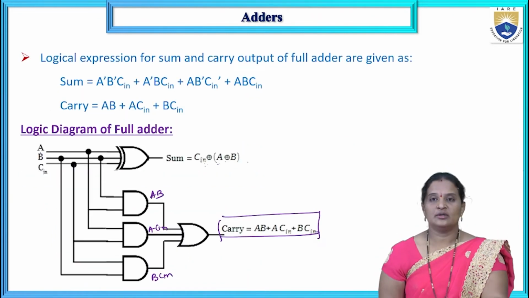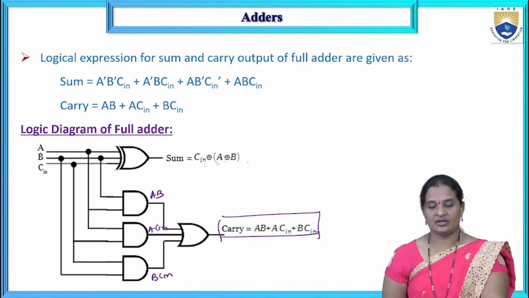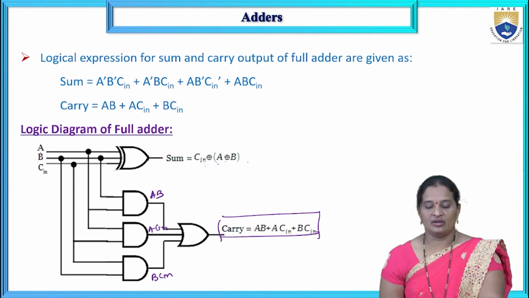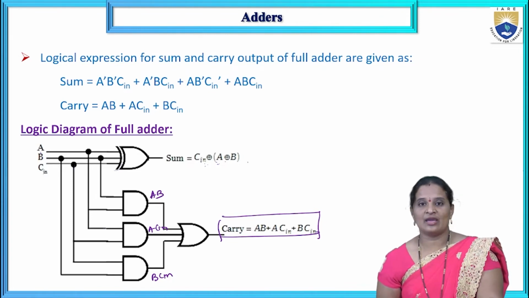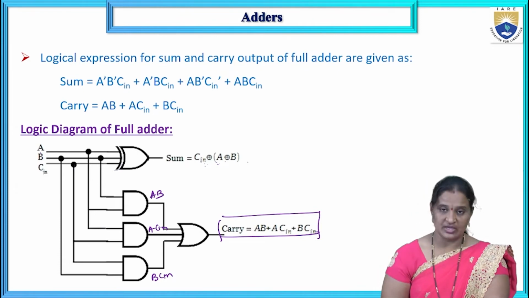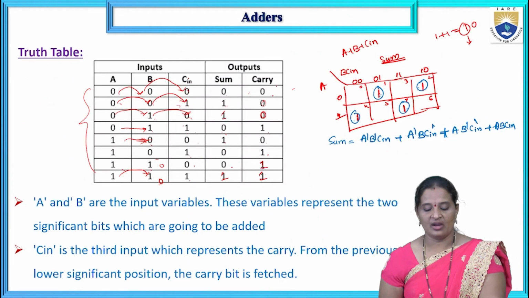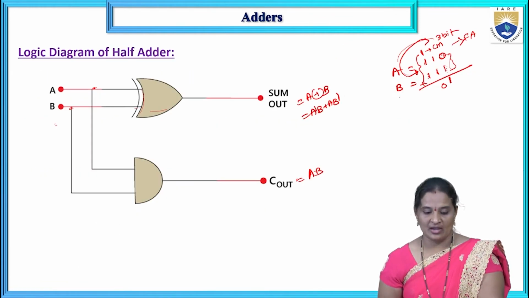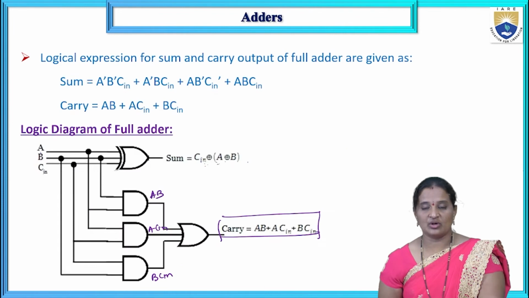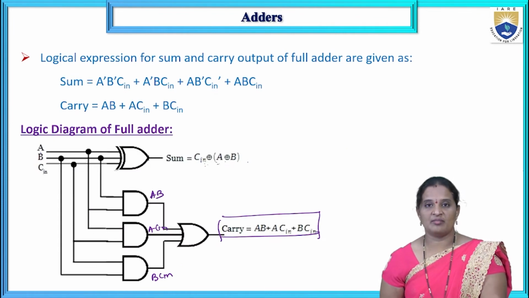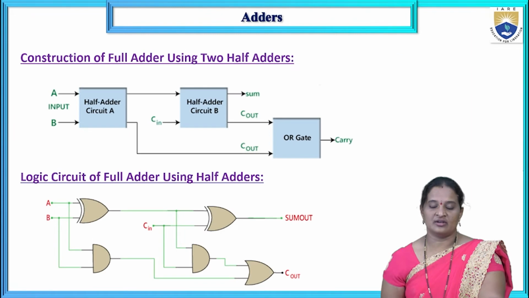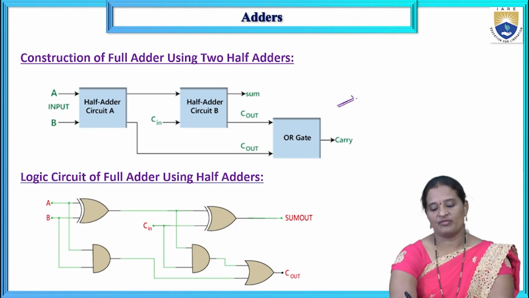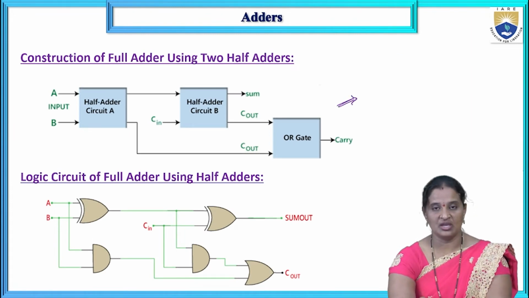So now here we can implement a full adder circuit using one 3-input XOR gate, 3 2-input AND gates and 1 OR gate. So instead of doing this, I can also implement a full adder circuit using half adders, where a half adder can be implemented using only one XOR and one AND gate. So like that, I can reduce the complexity. So how can we implement a full adder using 2 half adders? So this is the block diagram of implementing full adder circuit using 2 half adders.